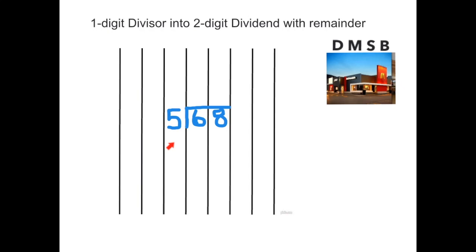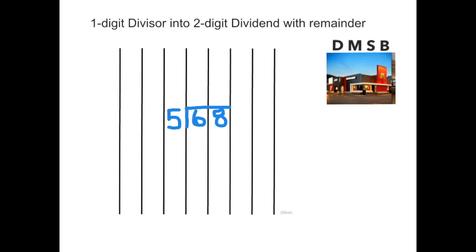So our dividend that we begin with is 68, and we're going to divide it by the one-digit 5. That's our divisor. Before we even start, I want to remind you of the acronym that you have learned. It helps you remember the steps involved in long division. If you can remember "Does McDonald's serve burgers?" D for divide, M for multiply, S for subtract, and B means bring down. If you can follow those steps, that's exactly what we will do.